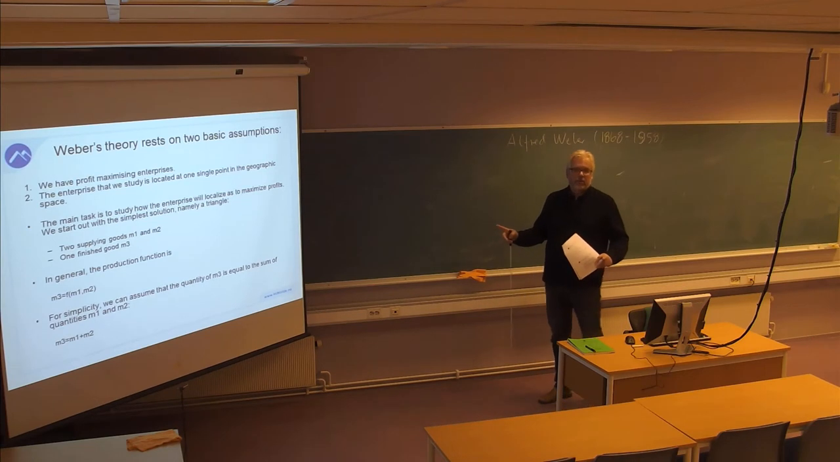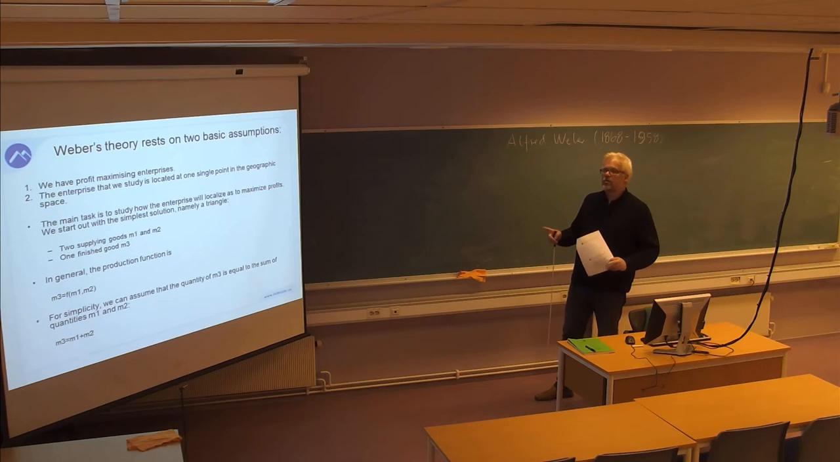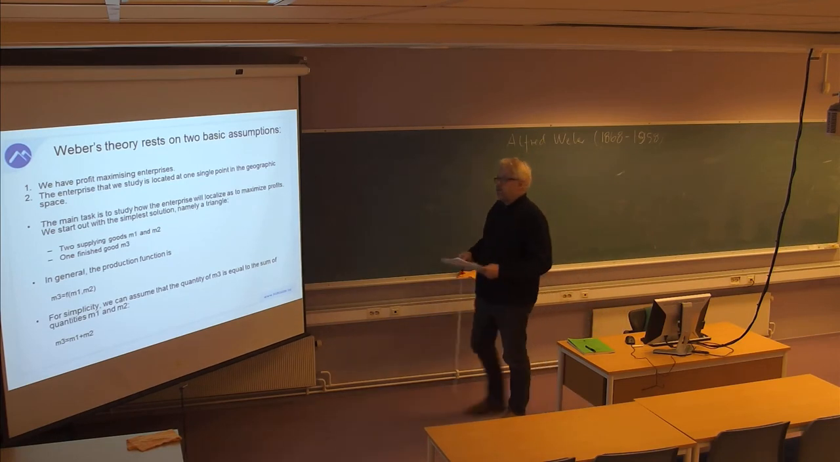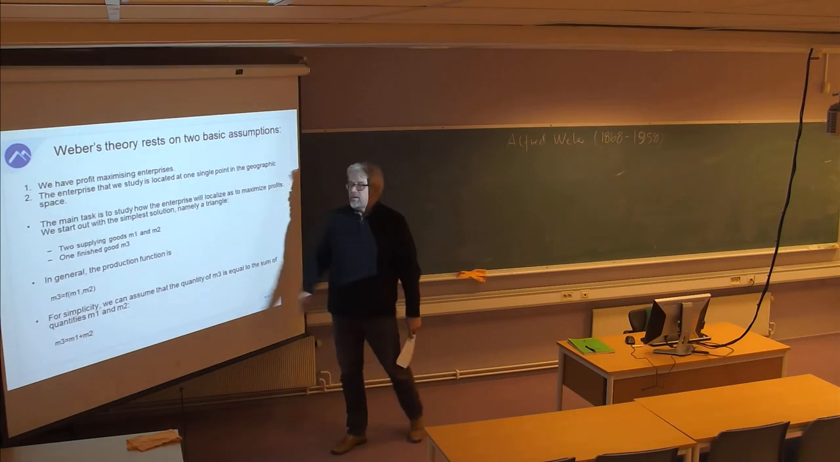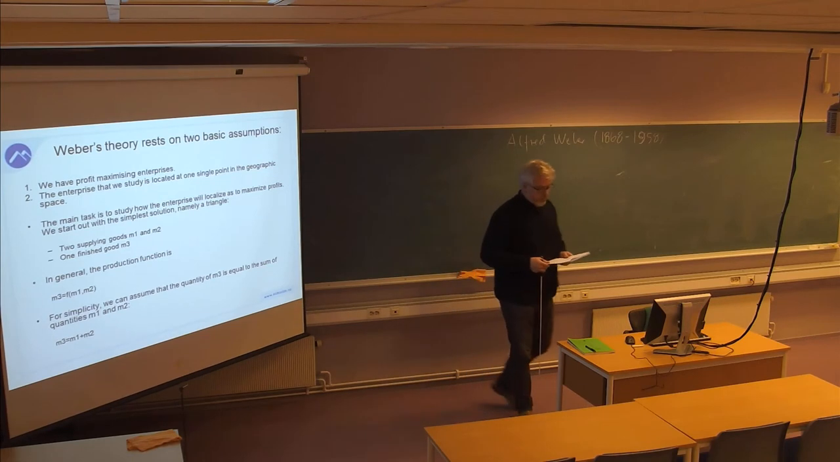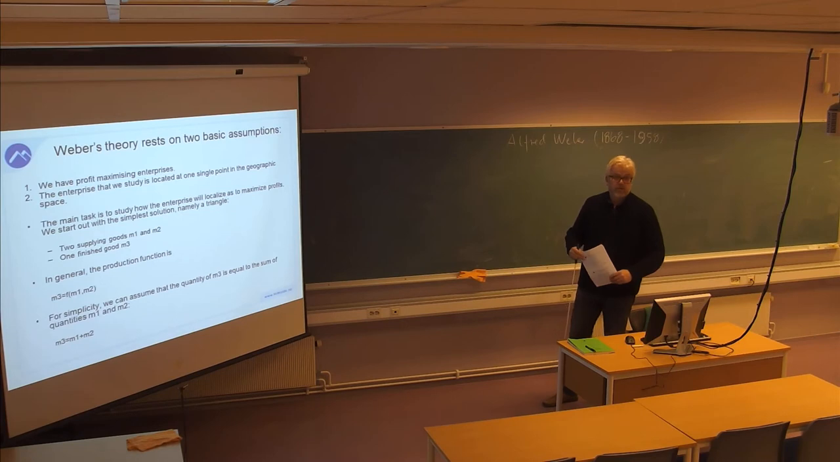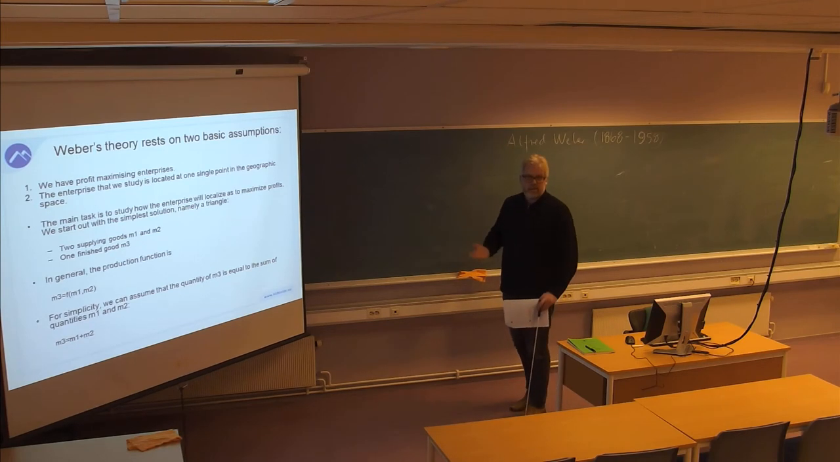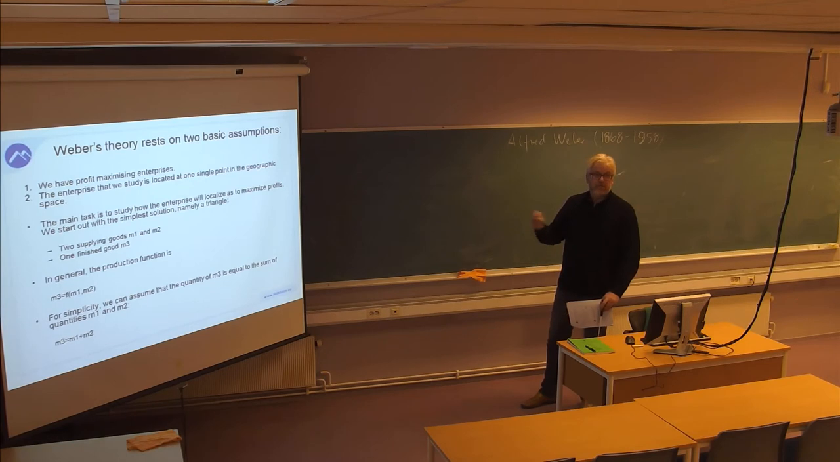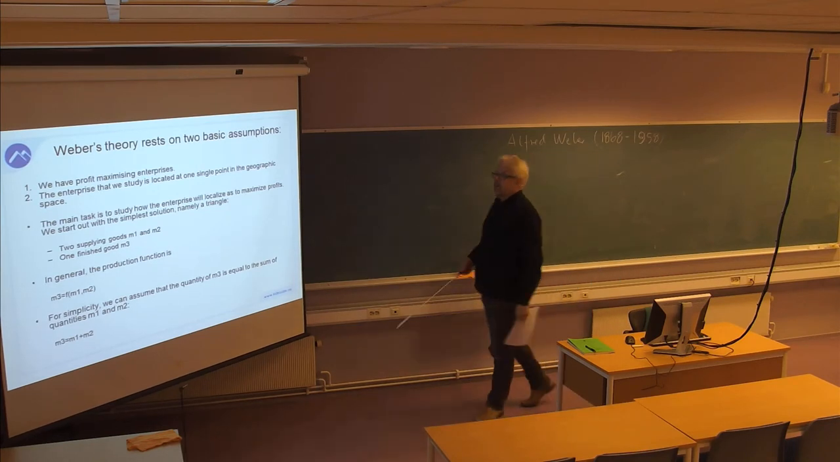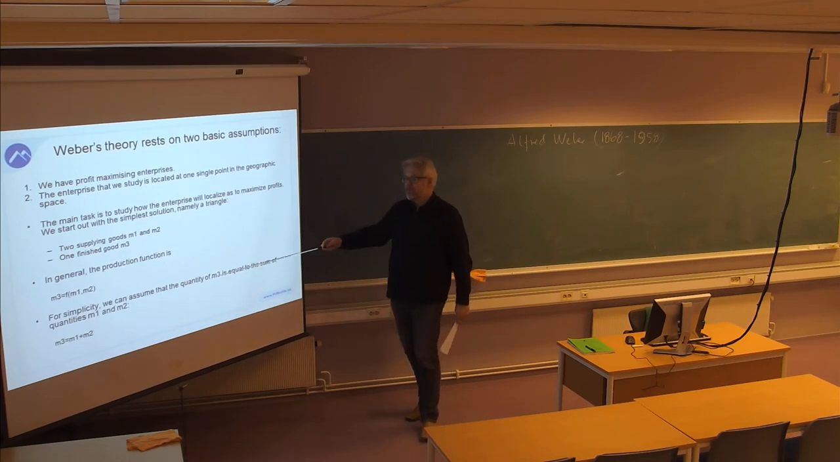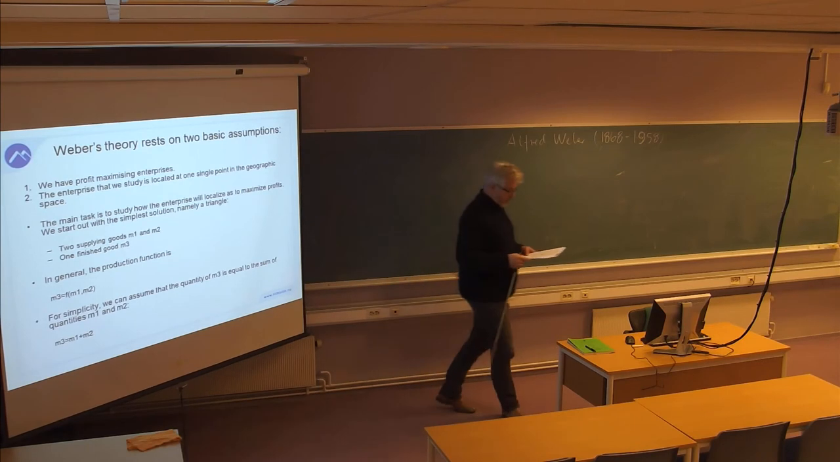Two sources of supplies and one market location where we have the market. So the production function we can formulate like this: the output is a function of the inputs, be it capital, labor. But capital is a bit difficult because it's not dependent on physical transport costs. So normally we consider physical goods like we will see here, steel, plastic, whatever physical good that you need in a production process. And again, for simplicity to illustrate the principle, we can assume that the quantity of output is equal to the sum of the inputs.